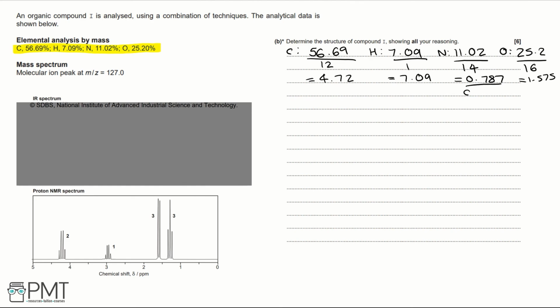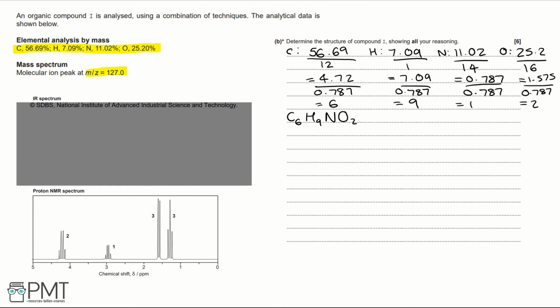So dividing everything by 0.787, for nitrogen we get 1. For oxygen we're going to get 2. For hydrogen, if we divide by 0.787, we get 9. And finally, carbon, dividing by 0.787, we get 6. So our empirical formula is C6H9NO2.